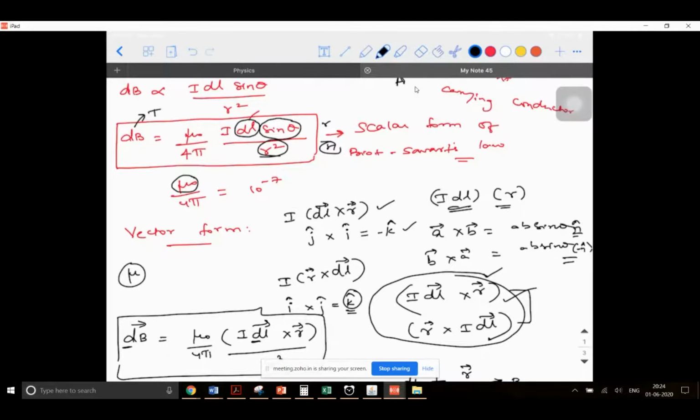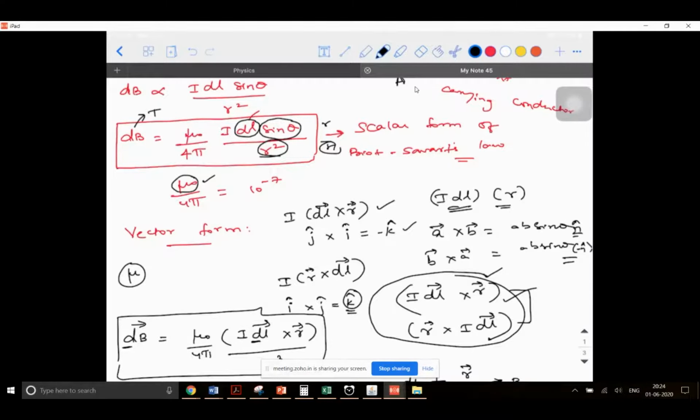About the permeability, we'll be discussing more in the next chapter. You will have an understanding of it, because it depends on the particles restructuring and all those things. So this mu naught by 4 pi is 10 power minus 7. Can someone tell me what is going to be the SI unit for it?